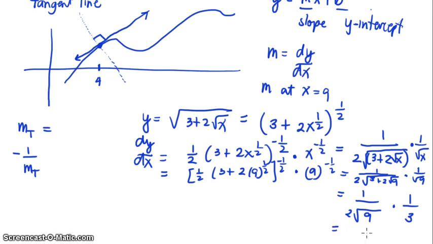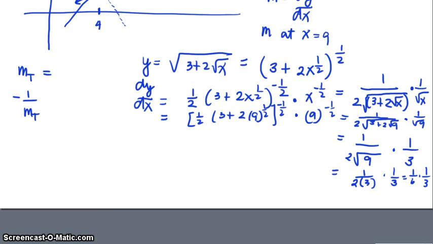And then equal to 1 over 2 times the square root of 9, which is 3, times 1 over 3, which is equal to 1/6 times 1/3. And 1/6 times 1/3 is equal to 1 over 18. So 1 over 18. So the slope of the tangent line at x equals 9 is equal to 1 over 18. Okay?